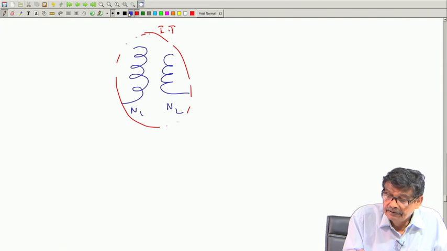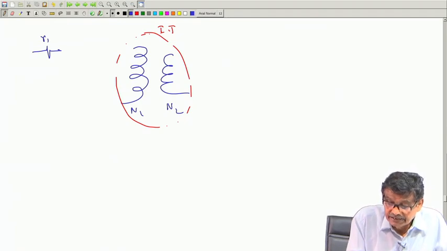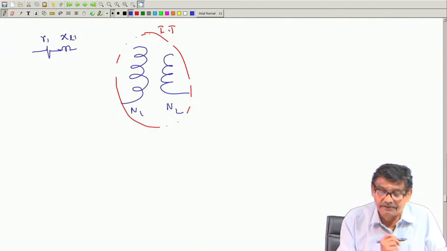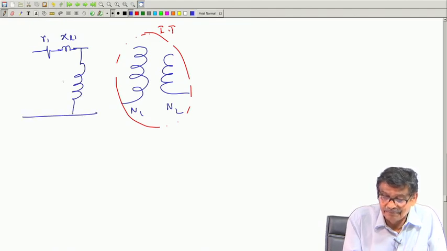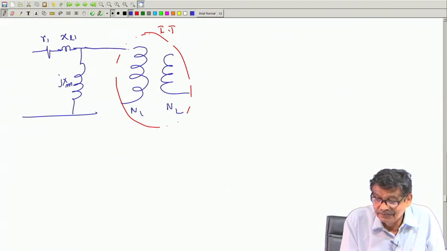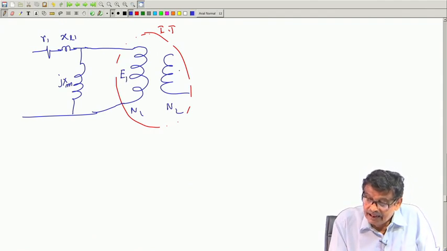And then, as we have seen, you have got R 1. Now, what I am telling is that in series with R 1 there must be another small inductance X L 1, and then this is your j X M, and then this is your ideal transformer, this is your E 1 and this is your E 2.